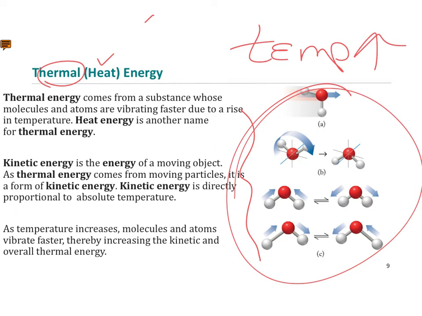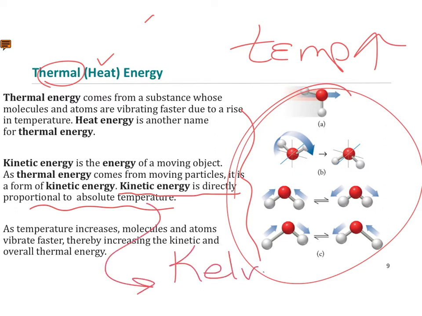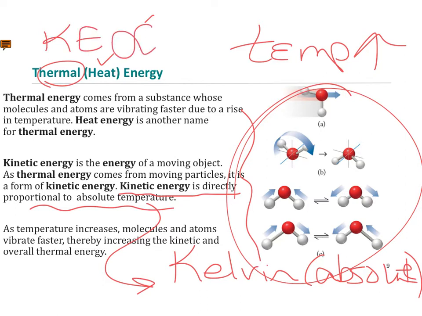A concept that's important for you to be aware of is that kinetic energy is directly proportional to absolute temperature. You may or may not have been introduced to Kelvin as a temperature scale. So whenever you see the term absolute temperature, they're referring to the Kelvin temperature scale. But kinetic energy is directly proportional, that's the proportional sign if you're not familiar with it, to kelvins. So as temperature in Kelvin increases, so does kinetic energy.